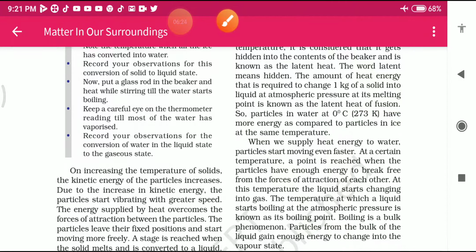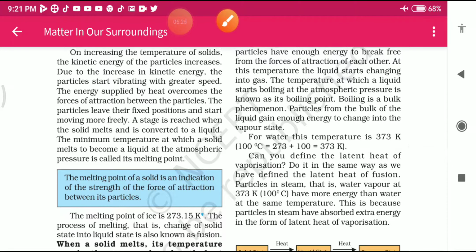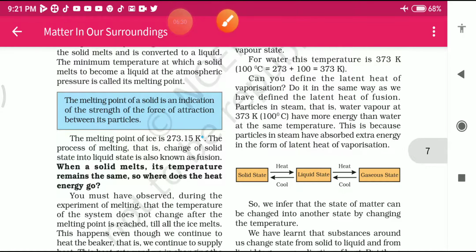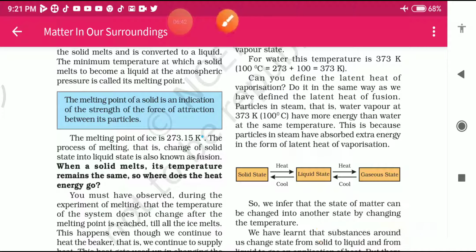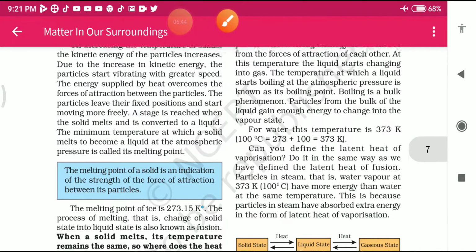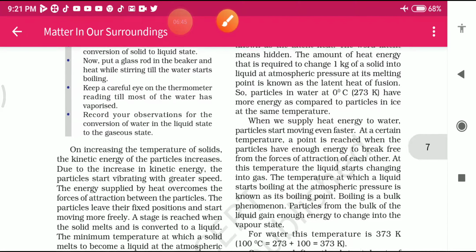Now see here, in another paragraph it is given: latent heat of vaporization. So there are two types of latent heat: latent heat of fusion and latent heat of vaporization. Let's discuss one by one. Now, what is latent heat?